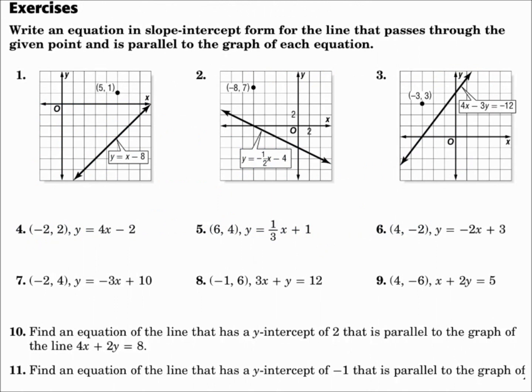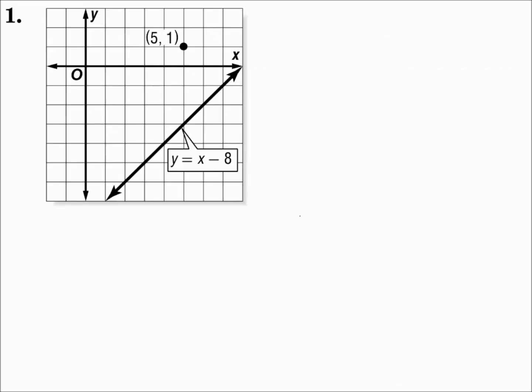Write an equation in slope-intercept form for the line that passes through the given point and is parallel to the graph of each equation. Number 1. It goes through the point 5, 1, and it's parallel to y equals x minus 8. We'll find the slope first. Parallel lines have the same slope, so the answer will have the same slope as that line. That line has a slope of 1. It's the unwritten 1 in front of the x. So my slope is 1.